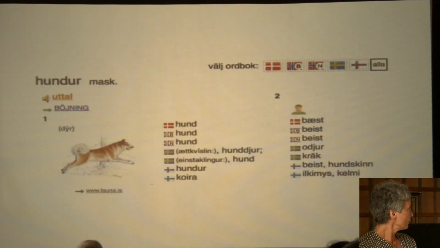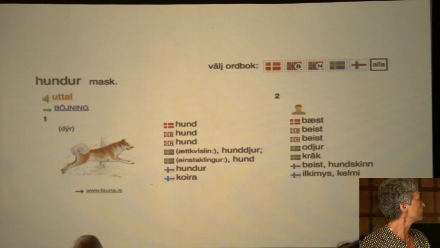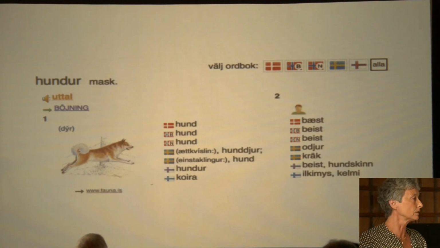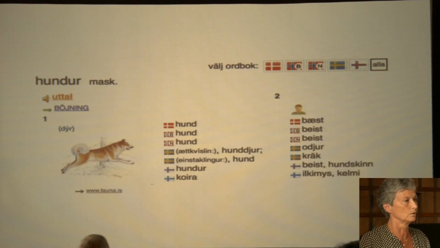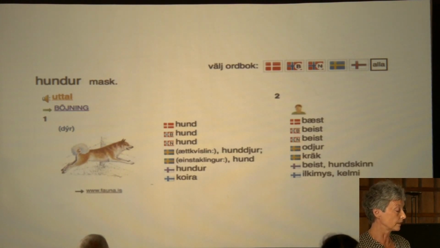And if we open the article, we find two meanings of the lemma hundur, the Icelandic lemma. One denoting the animal, and another one is an abusive term for a person. From the user's point of view, any one of the languages in question, Icelandic as well as Danish, Swedish and the others, can therefore function as a target language, as well as those meant to be target language in traditional lexicography.